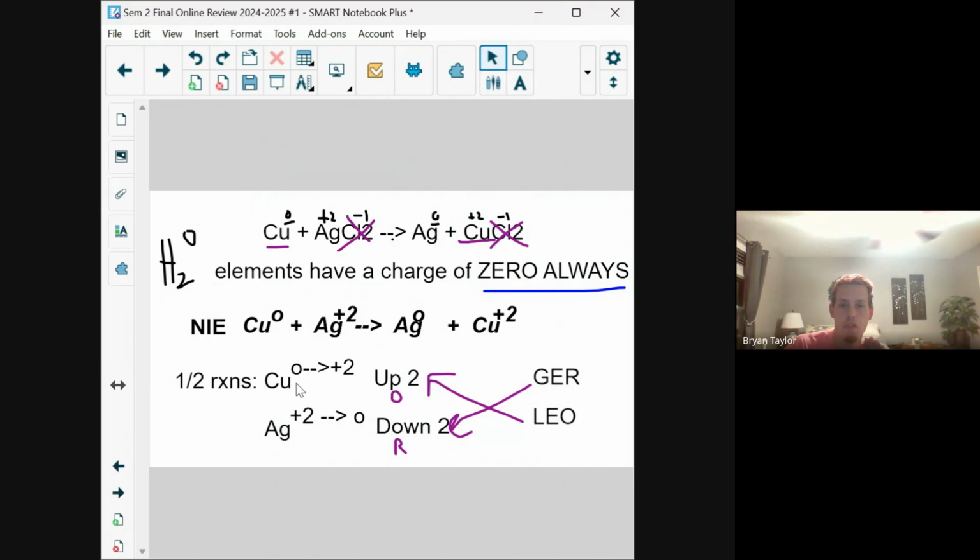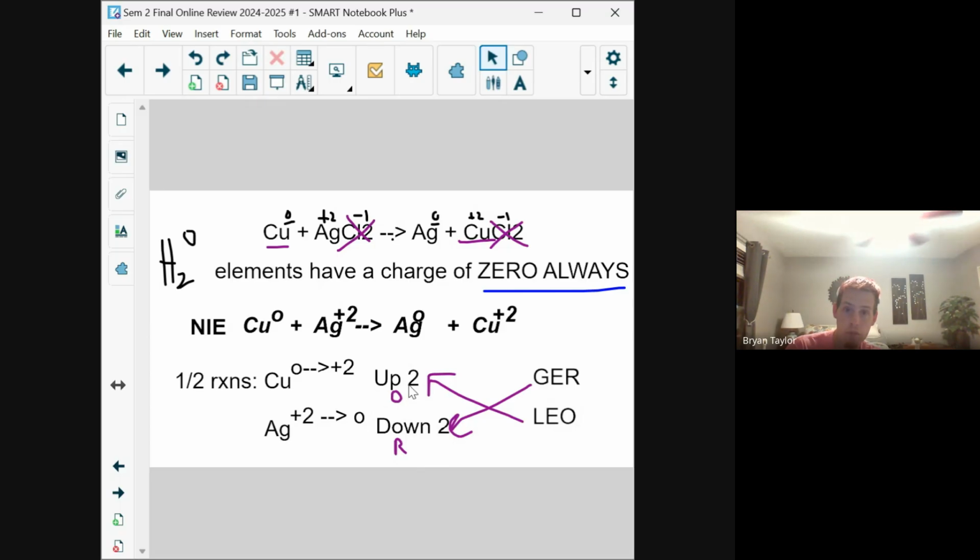So Cu is 0. Now it's +2. So I wrote 0 and the +2. Ag was +2. Arrow went to 0. So this one went up 2. This one went down 2. If it goes down, it's reduced. If you go up, it's Leo or oxidized. This is a tie. I gain 2, you lose 2, we're equal.